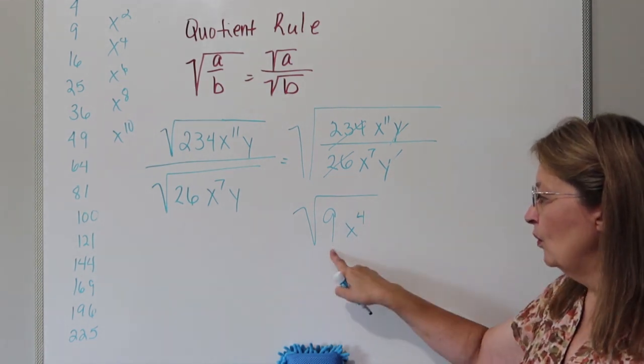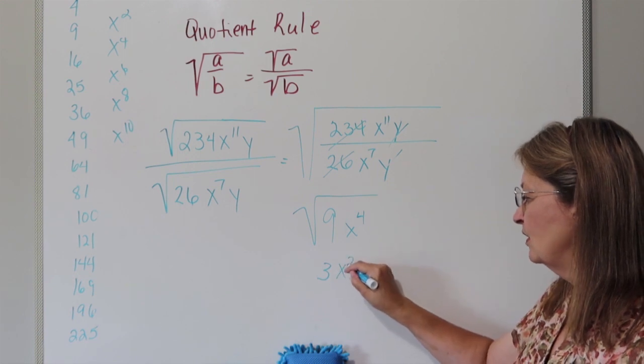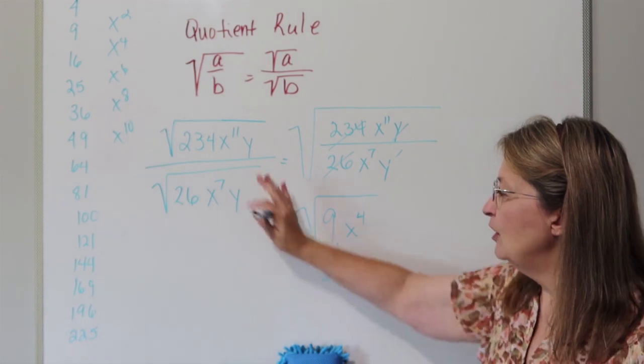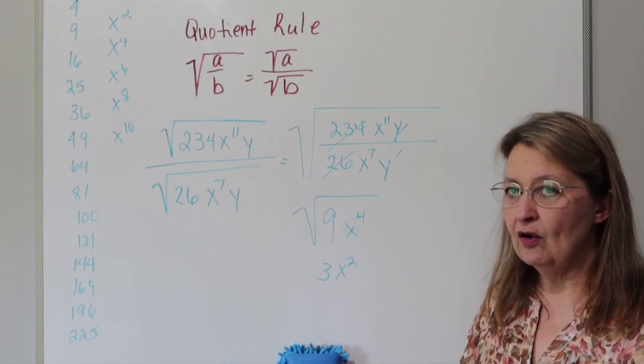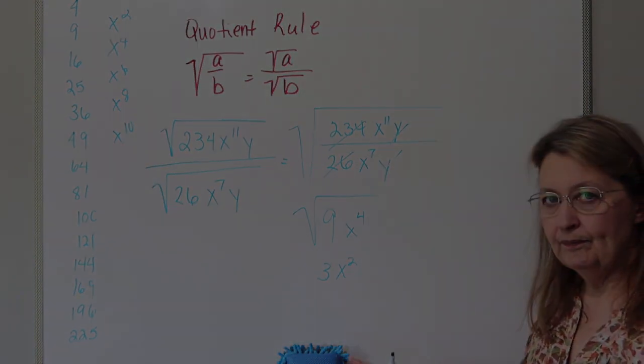Now look what we have. 9x to the 4th. What's the square root of 9? 3. And the square root of x to the 4th? x squared. One step at a time. If you just look at this problem and start trying to do it in your head, you're going to get overwhelmed. Write your steps down. Don't be afraid to use paper.